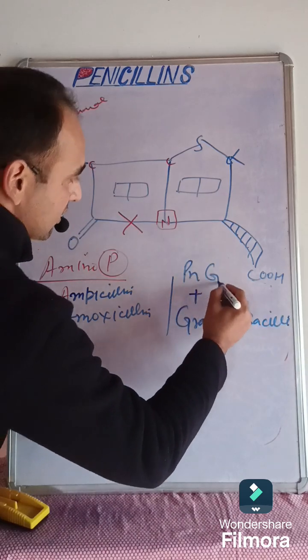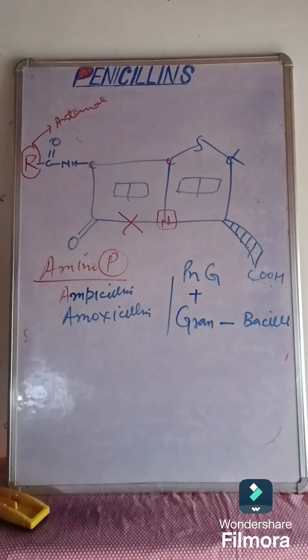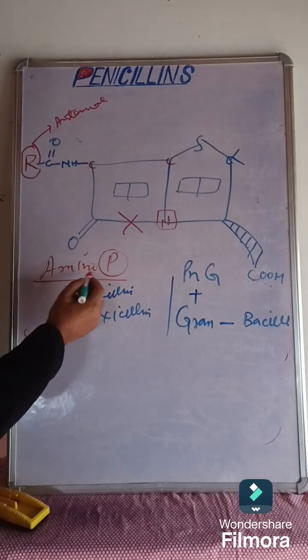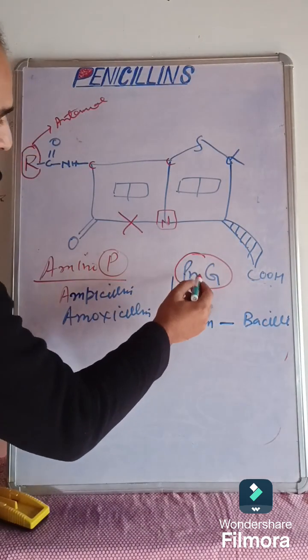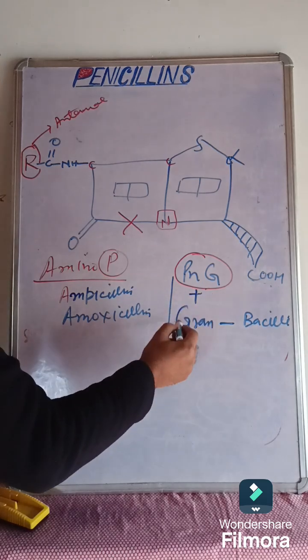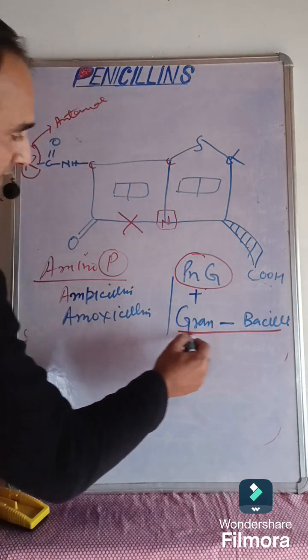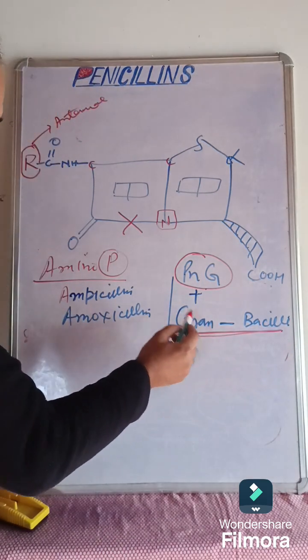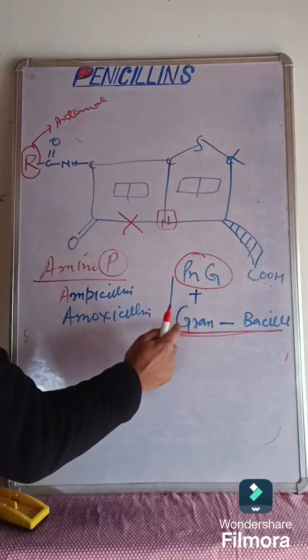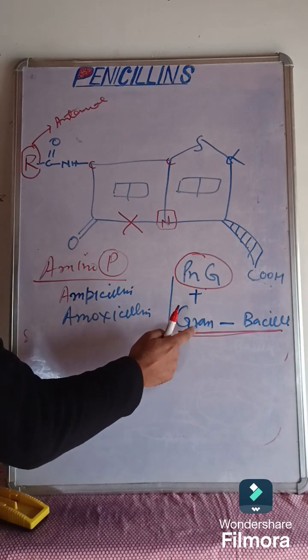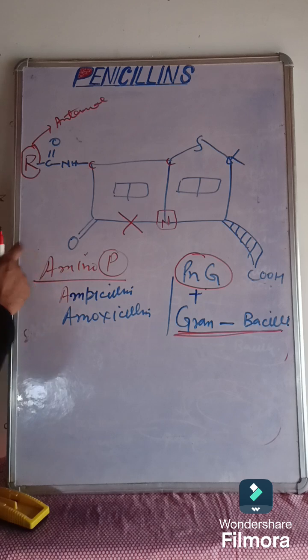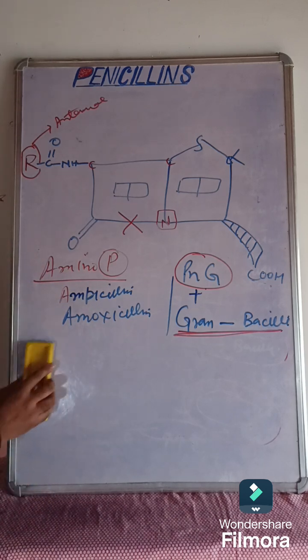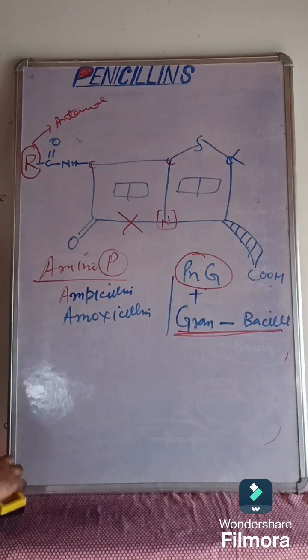I can write this way. What is the antibacterial spectrum of aminopenicillins? They inhibit all bacteria inhibited by penicillin G, plus gram-negative bacilli, because natural penicillins were not able to destroy these gram-negative bacilli, so they are inhibited by aminopenicillins. So I shall move ahead.